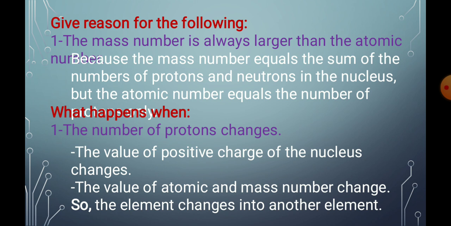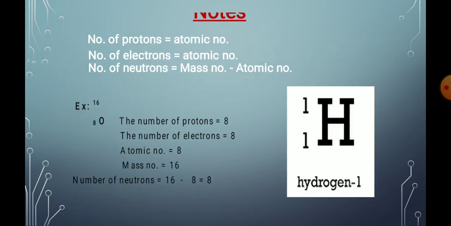From the previous explanation, we conclude that atomic number equals number of protons, which equals number of electrons, and mass number equals number of protons, or atomic number, plus number of neutrons. The number of neutrons equals mass number minus atomic number. What happens when the number of protons changes? First, the value of the positive charge of the nucleus changes, and the values of the atomic number and mass number change. So, the element changes into another element. Perfect.